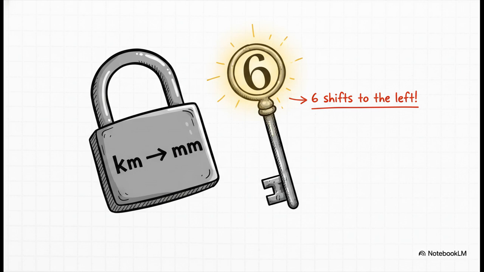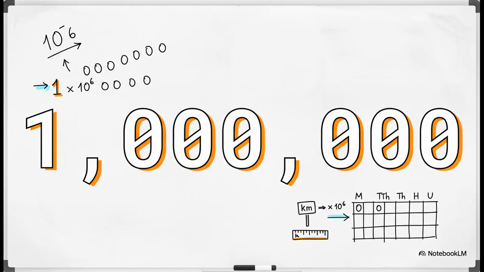So the first thing we need is the secret code, the conversion factor. And to get from kilometers all the way down to millimeters, the magic number is 10 to the power of 6. That little 6, that's the only key we need to solve this whole thing. So what exactly is 10 to the power of 6? Well, it's a 1 with 6 zeros. It's 1 million. Now that number sounds enormous, but we know the secret, don't we? It's not really about multiplying by a million. It's just about shifting some digits 6 times.